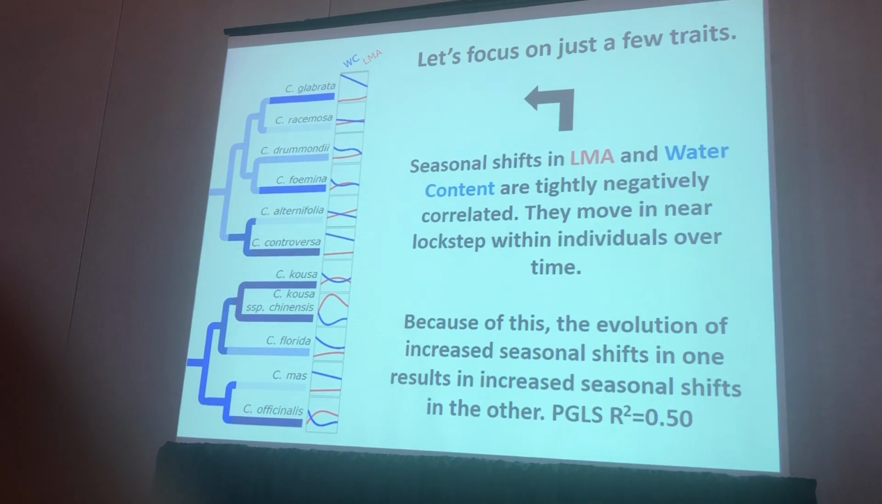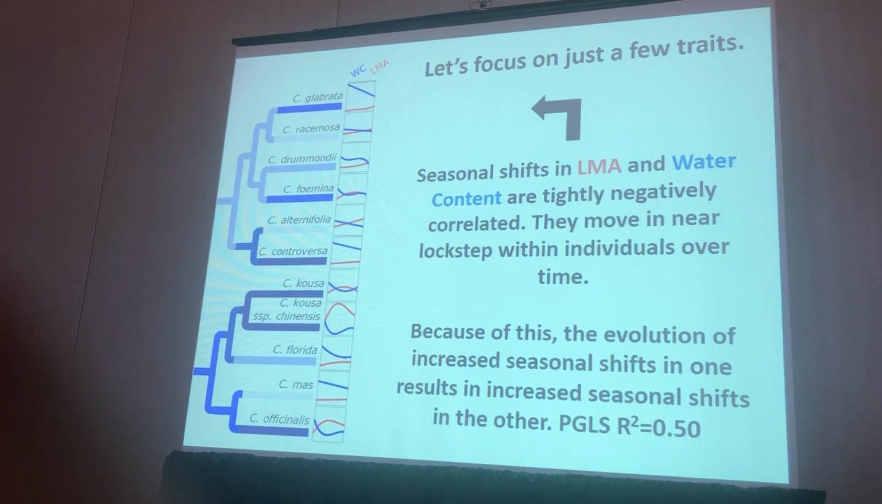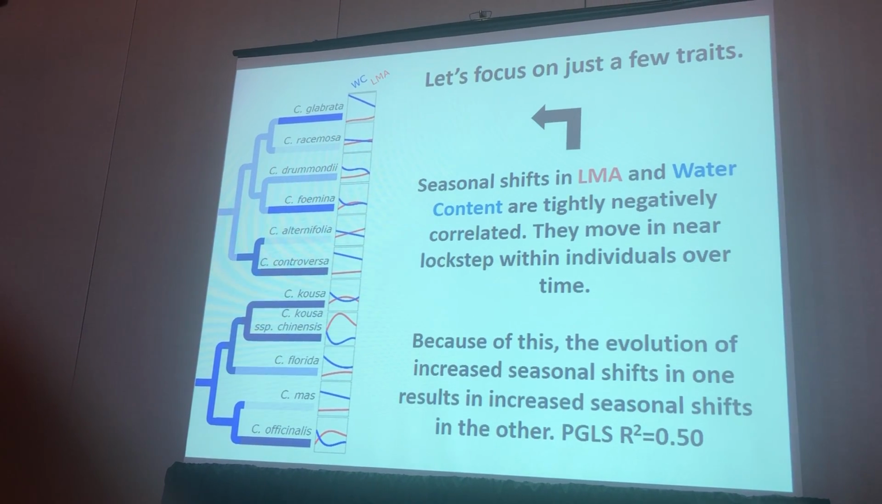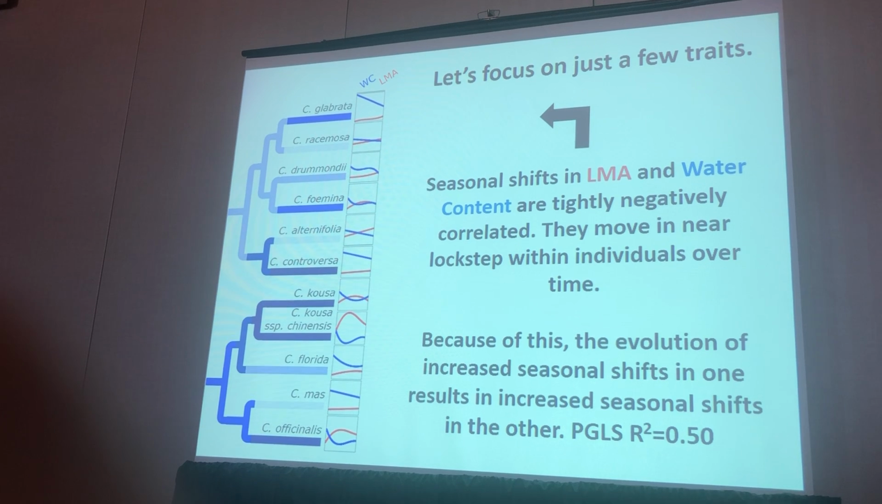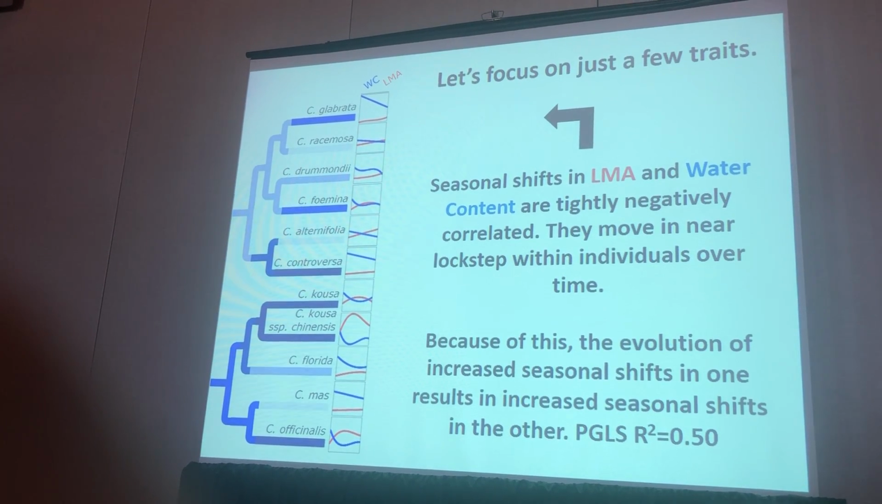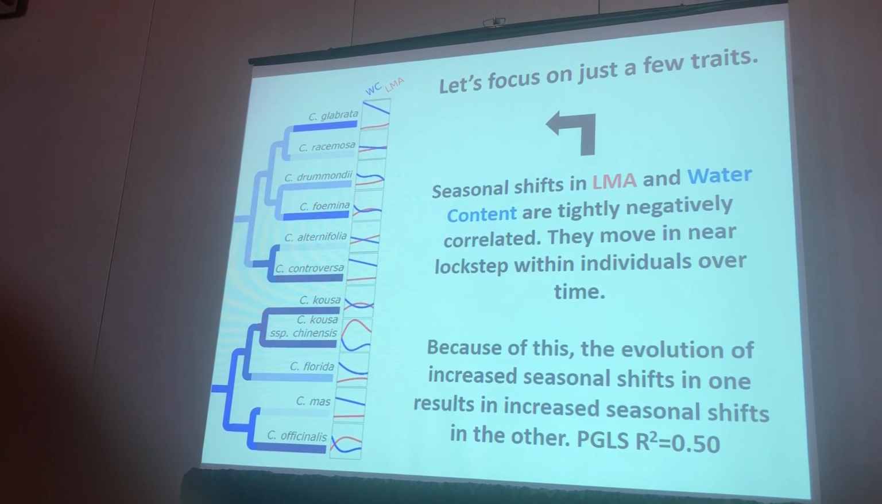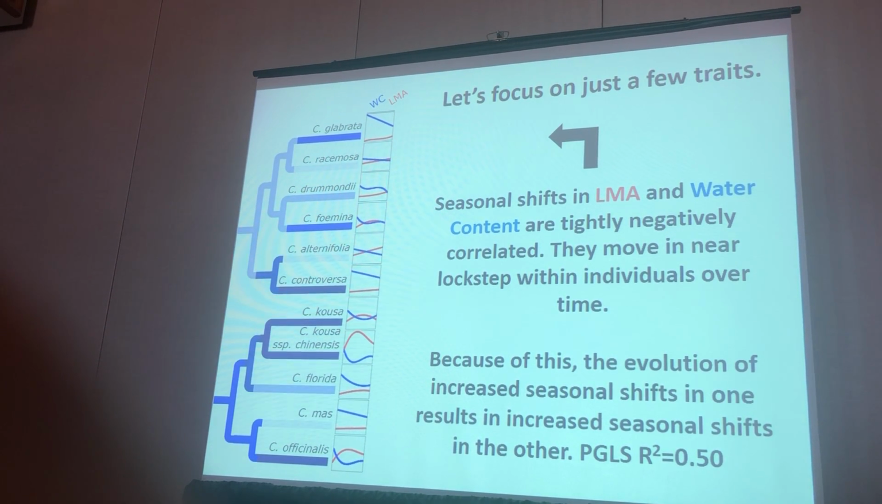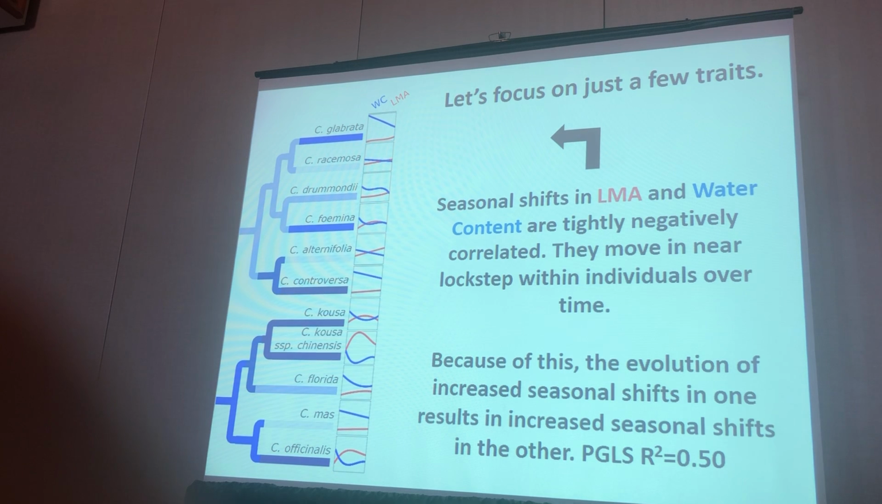I can't do all 26, but let's take LMA and water content, for instance, two traits that are often used. These are really tightly negatively correlated, both within individuals, and their degree of shift also evolves together. So they move in lockstep within individuals over time, and as you get the evolution of more shift in LMA over the growing season, you get the evolution of more shift in water content inversely over the growing season.